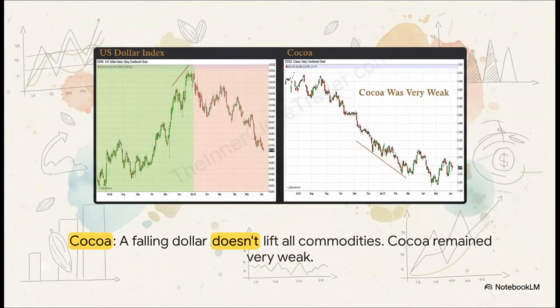Now, this is a really important one, a counterexample. Here's cocoa. So in early 2017, the dollar starts to fall, right? That should be good news for commodities. But look what cocoa does. It just keeps on dropping. This proves one of the most critical points of this whole thing. A weak dollar does not lift all boats. You can't just blindly buy commodities when the dollar is weak. You have to do this individual analysis to find the laggards like cocoa and stay away from them, just as much as you're trying to find the leaders to buy.